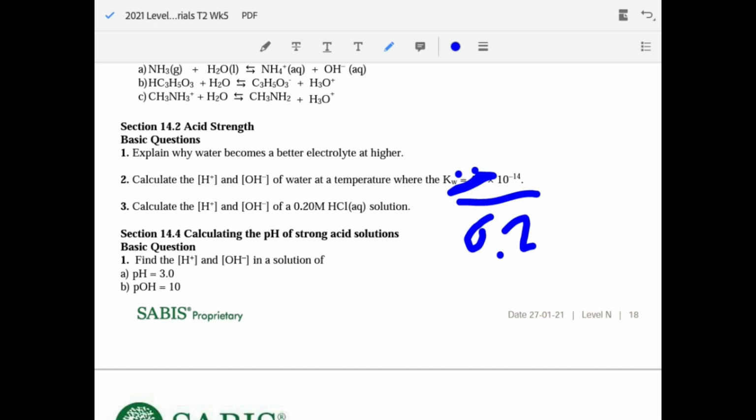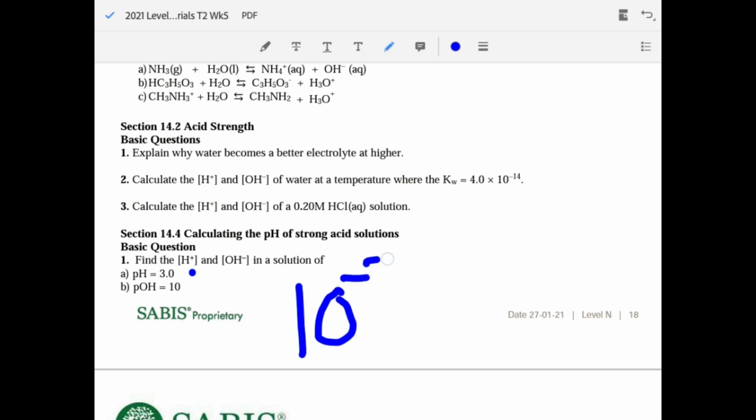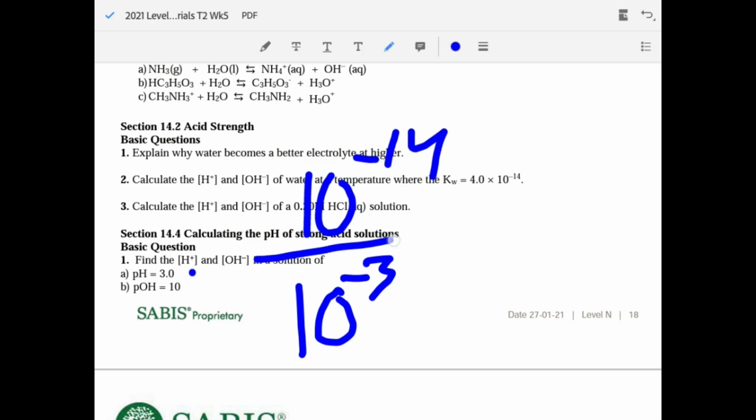Now, section 14.4. Calculating pH of strong acid solutions, find the H plus and OH minus. So pH equals 3, so all you do for H plus is 10 power minus 3. And OH minus is 10 power minus 14 over that, which is equal to 10 power minus 11.